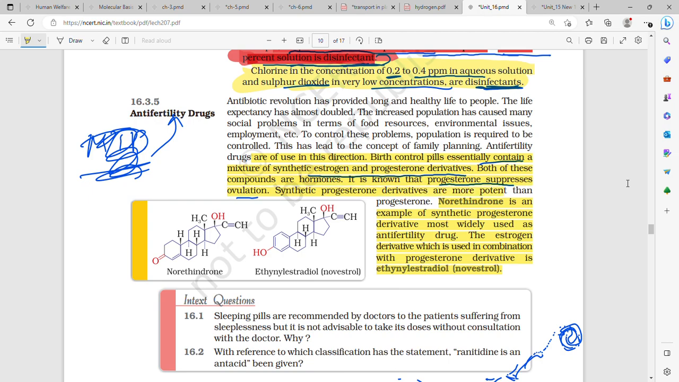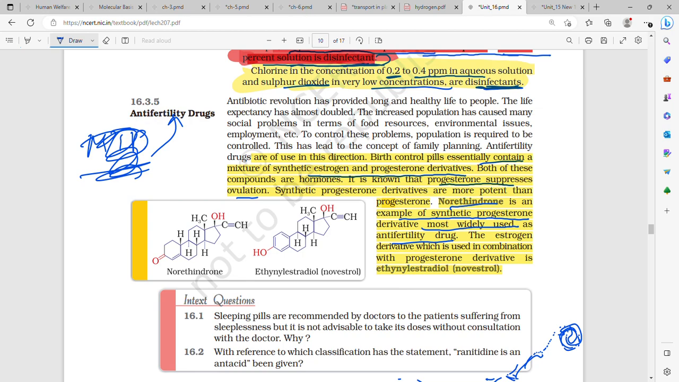What do they do? They suppress ovulation. Synthetic progesterone derivatives are more potent than progesterone. Norethindrone is an example of a synthetic progesterone derivative most widely used as an anti-fertility drug.